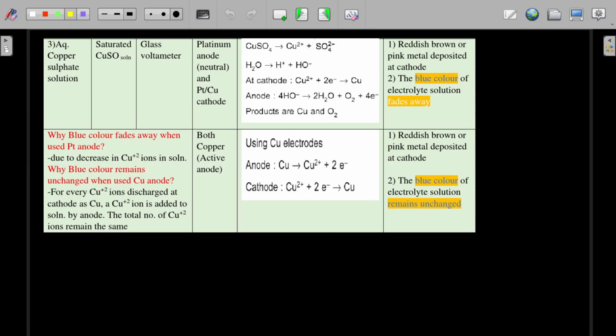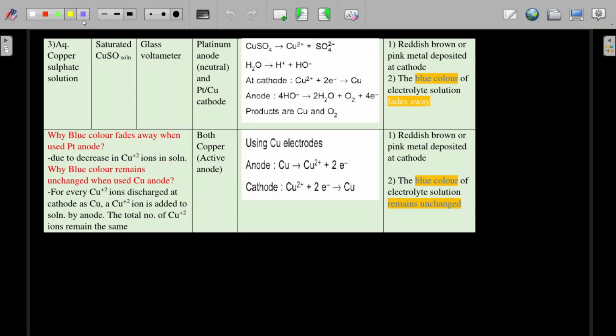Okay, let's continue. The next example is electrolysis of aqueous copper sulfate solution. So here we have two cases, basically talking about only the anode. In one case we use an active anode, in another case we use an inert anode. Inert anode may be platinum or graphite, and the active anode is copper itself. So what changes here is the product at the anode. Another thing that will change is the color of the electrolyte, or the observation will be different. But the reaction at the cathode will remain the same for both.